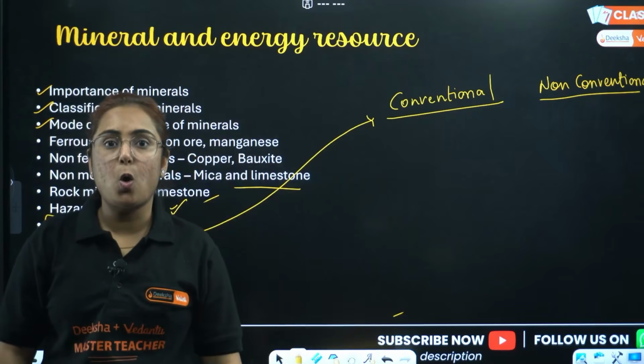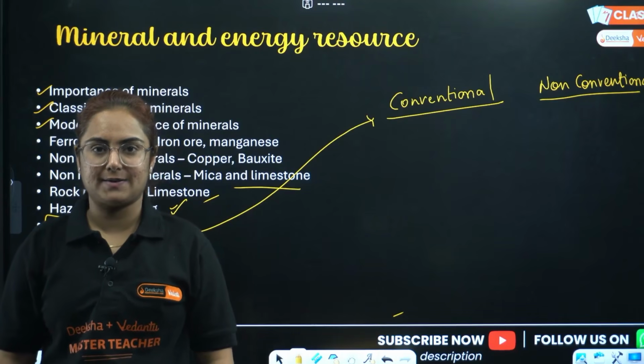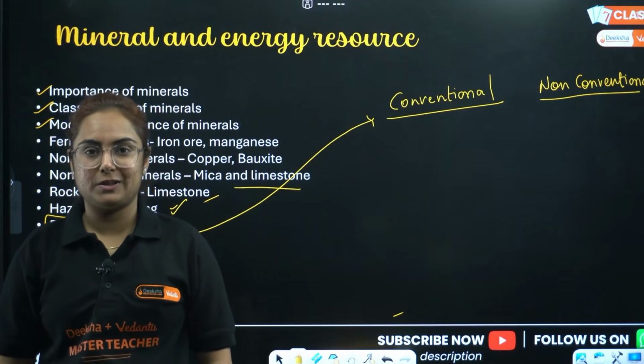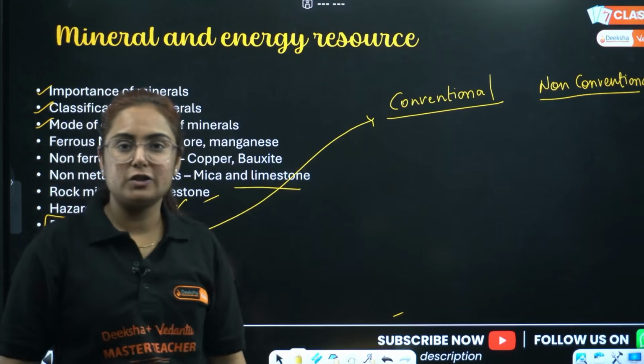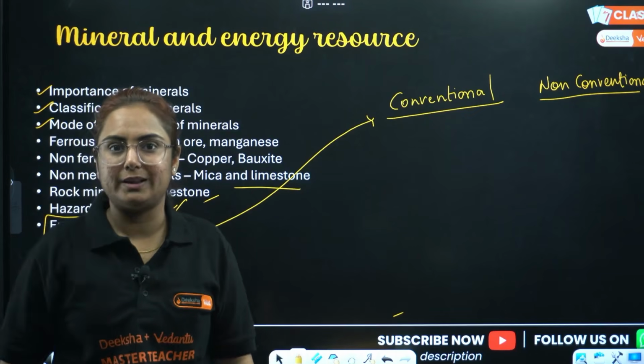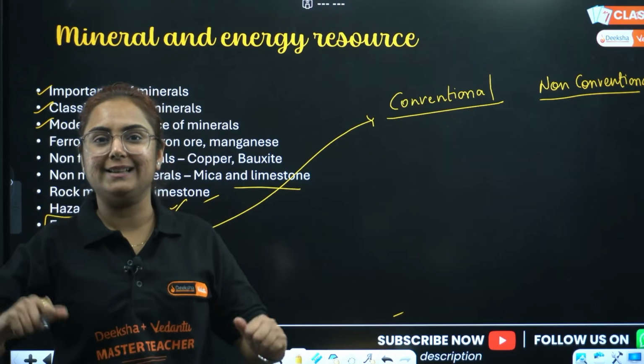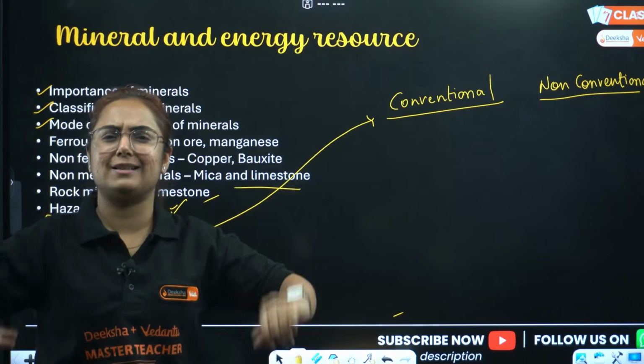Old traditions: coal, petroleum, natural gas, hydroelectricity. What are non-conventional sources of energy? Renewable ones: solar energy, wind energy, thermal energy, biogas energy.